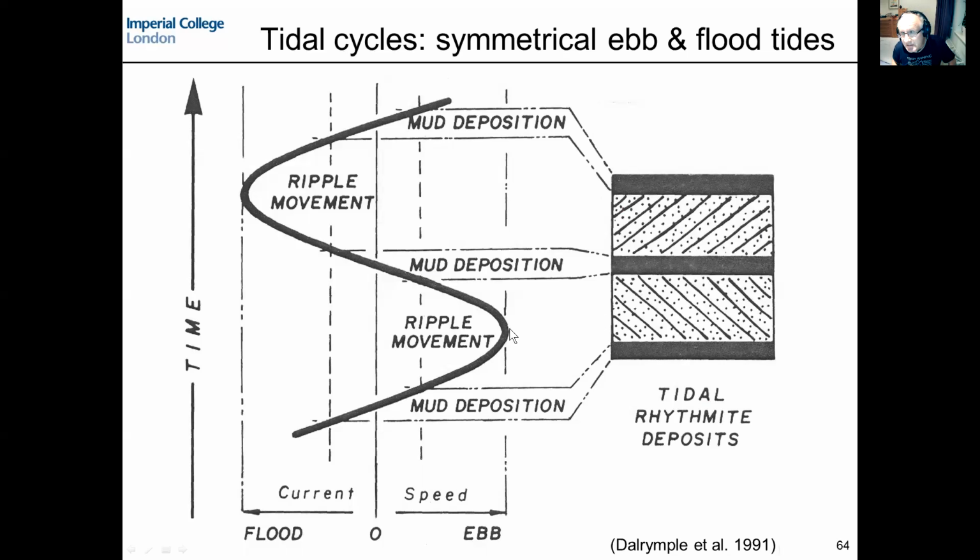The tide continues to fall, and as it carries on falling, it falls at a lower rate, and at low tide we have zero flow velocity. So at low tide, with zero flow velocity in the water, mud, silt, fine material can settle from suspension, and we get deposition of mud.